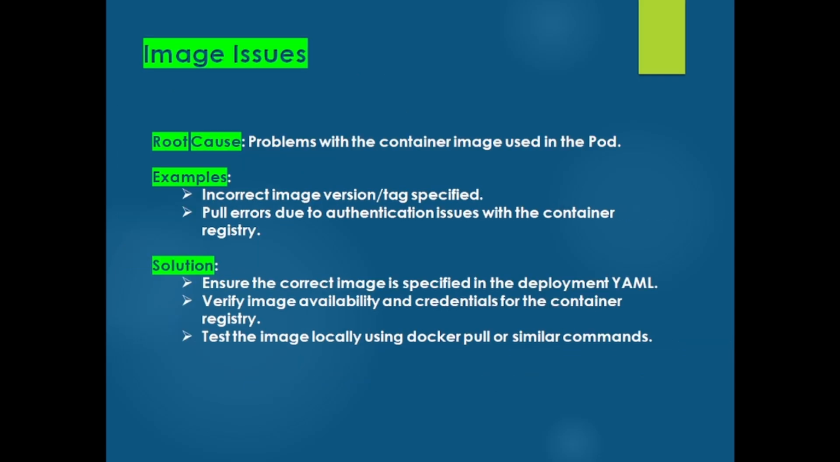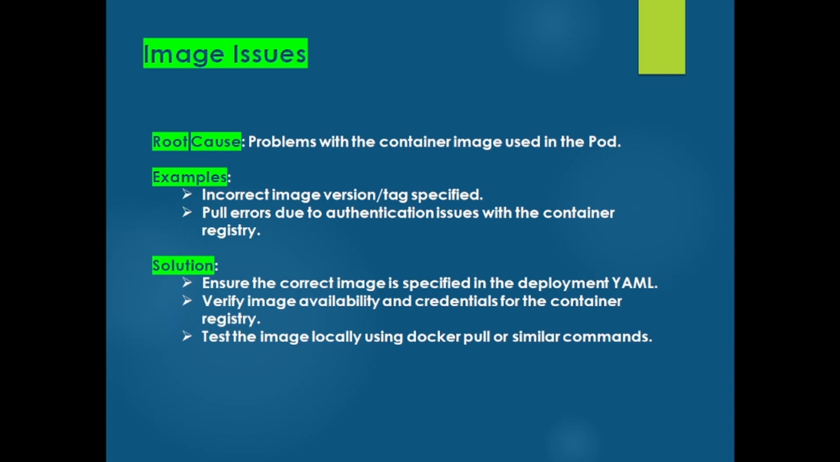Now let's talk about image issue. The root cause of image issue is a problem with the container image used in the pod. Let's say an incorrect image version or tag is specified. Let's say you want to use image v1.0, but somehow you updated the version to something like 001. That could also be one of the issues. Another is a pull error due to an authentication issue with the container registry.